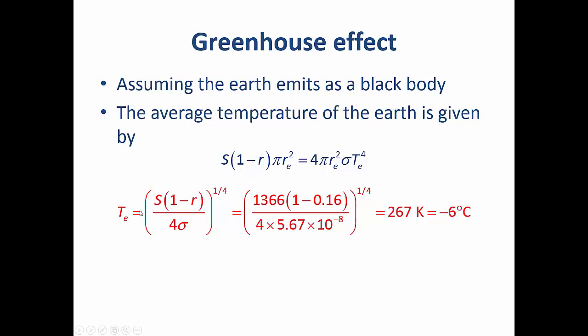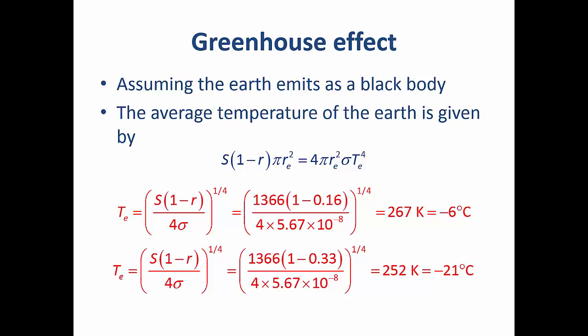Rearranging that slightly, we can say that the temperature of the Earth will therefore be given by S times 1 minus R divided by 4 sigma, all raised to a power of a quarter. So if we do that for the reflectivity of 0.16, i.e. the case of when we have no clouds, we end up with a temperature of -6 centigrade. If we actually do it for when we have a reflectivity of 0.33, i.e. when we do have clouds, we end up with a temperature of -21 degrees centigrade. Clearly these temperatures are much lower than the average global temperature.